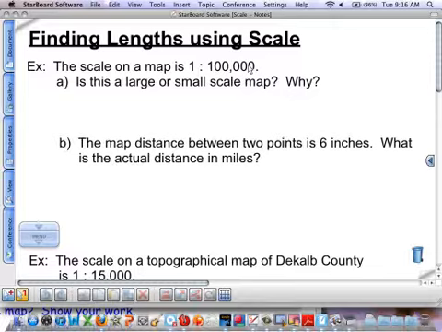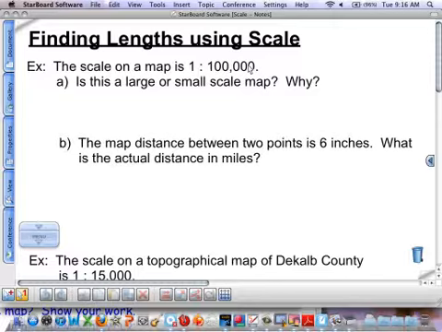And this 16-inch globe, the ratio is 1 to 41,849,600. Definitely large scale. 41 million. How does 100,000 compare to 41 million? Definitely a lot smaller than this. Okay?